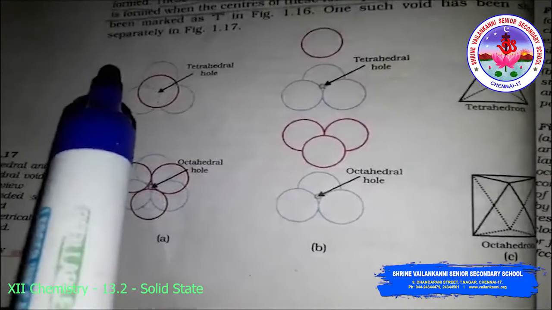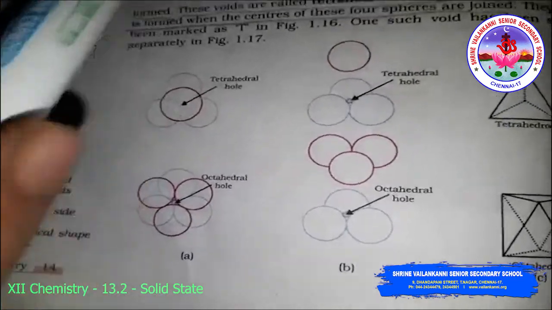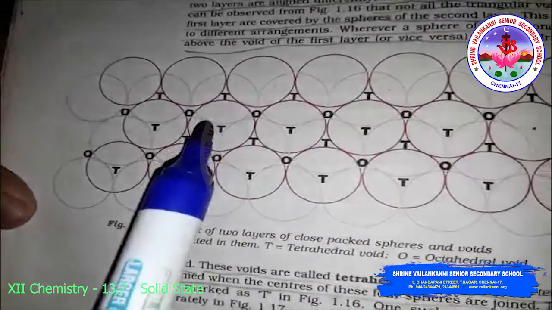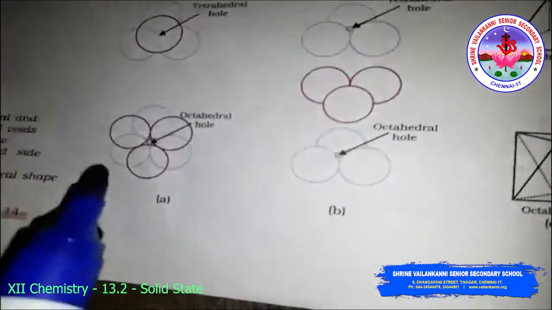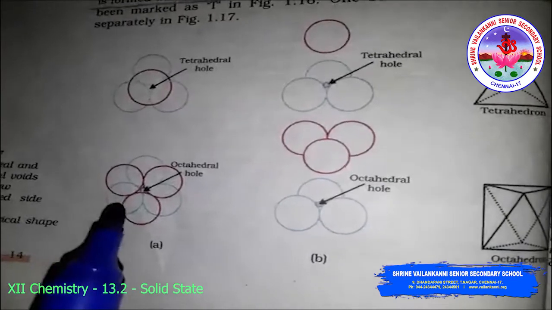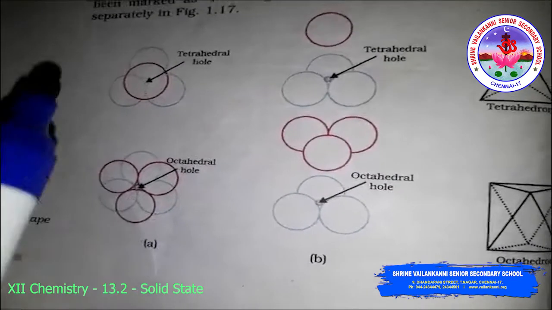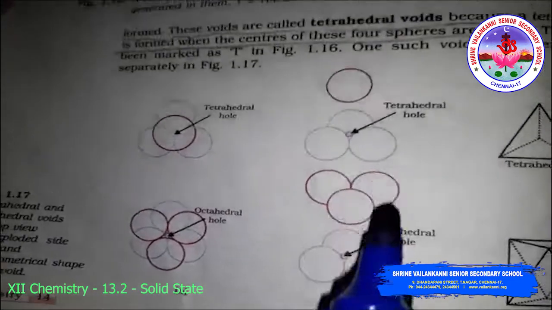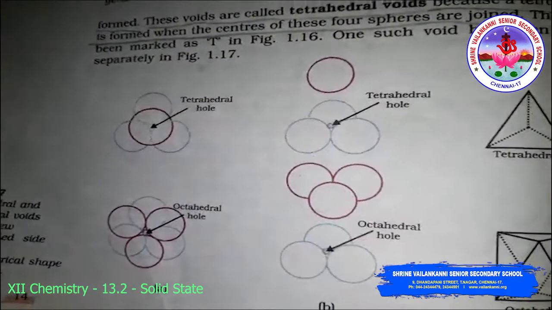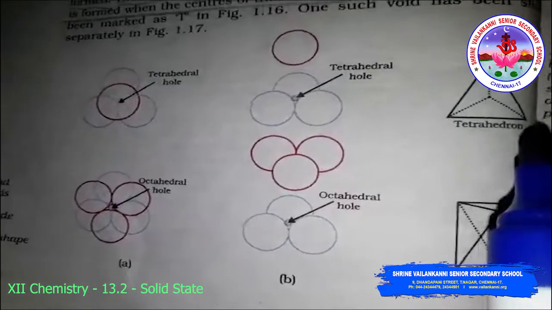Here you can see it. The first one is above. This is one type of arrangement. Look at here, see this arrangement like this. This is the octahedral fold and this is the tetrahedral fold. So the voids are created like this. This is the octahedral structure and the tetrahedral structure.